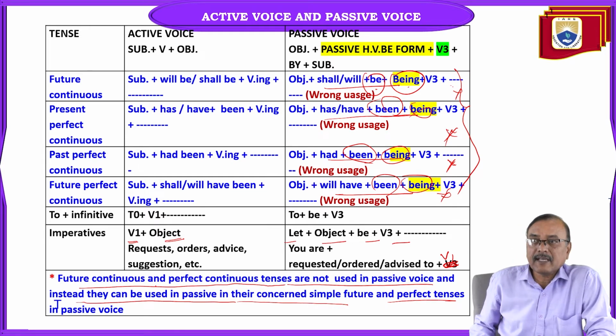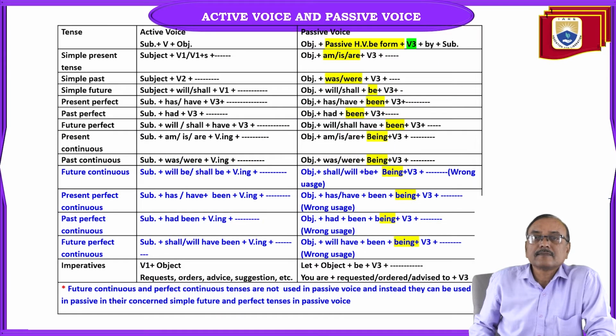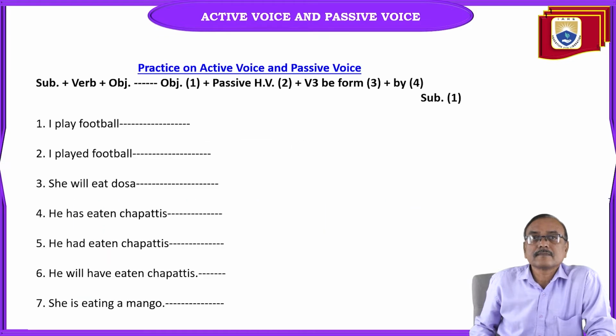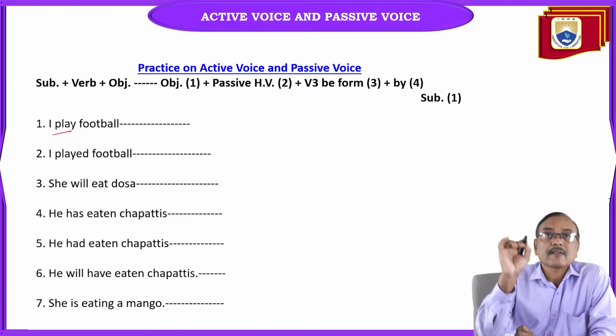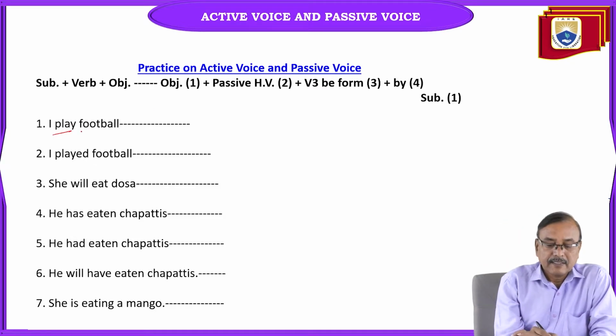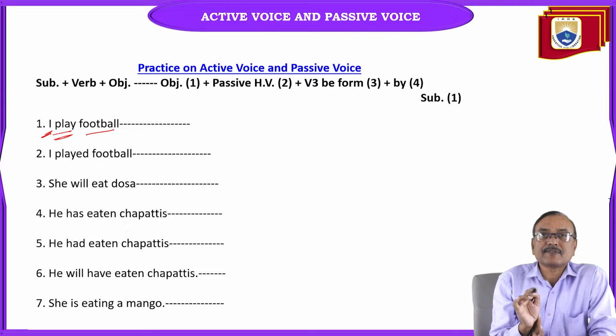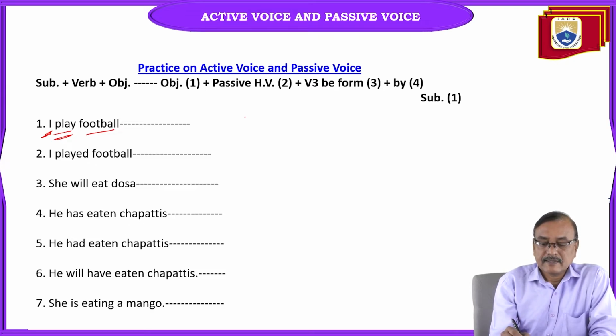Now let us do some exercises, the same table together. Here, I play football. Which tense is it? Present tense. So here, subject I, object football, play is the verb. You have to identify subject, verb, and object. Then in passive voice, football comes first. This is the object. And what is the passive helping verb?